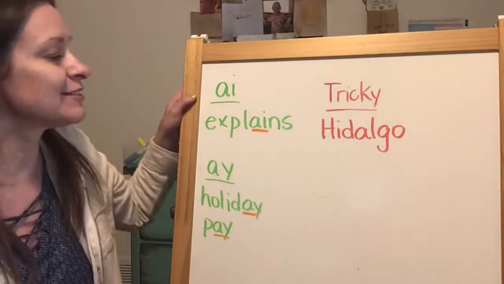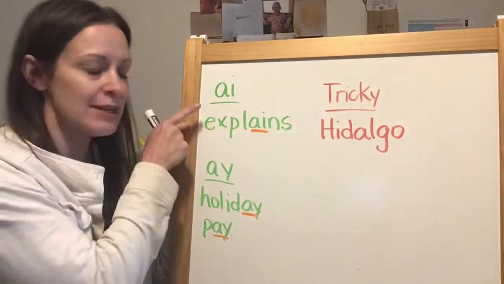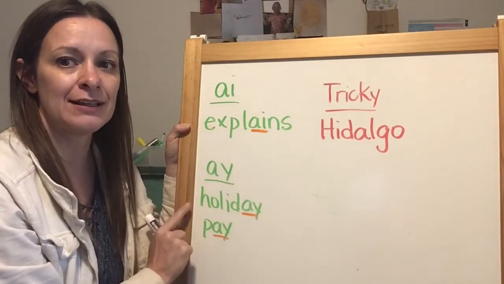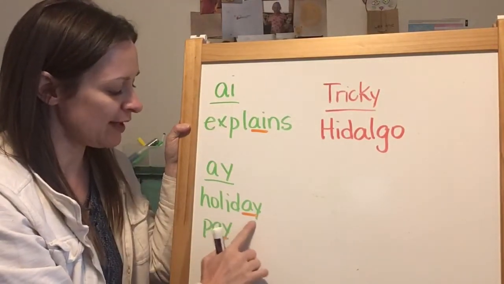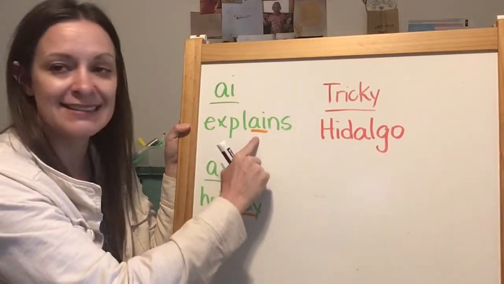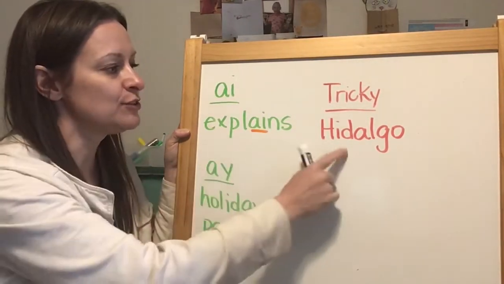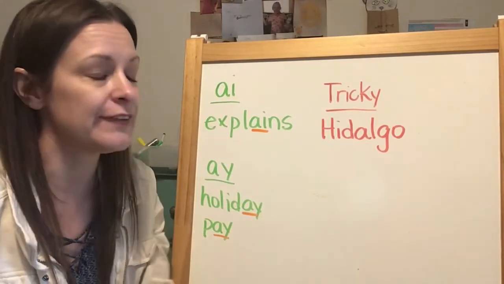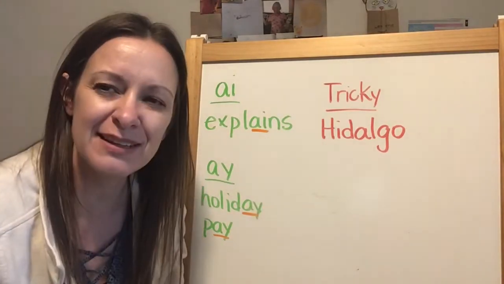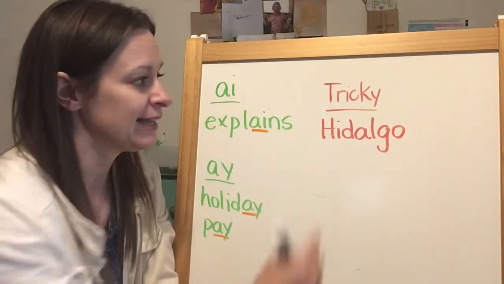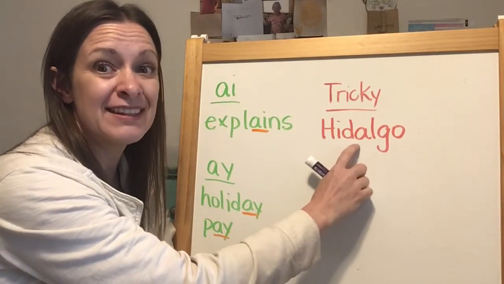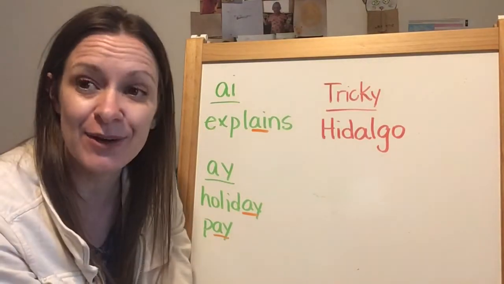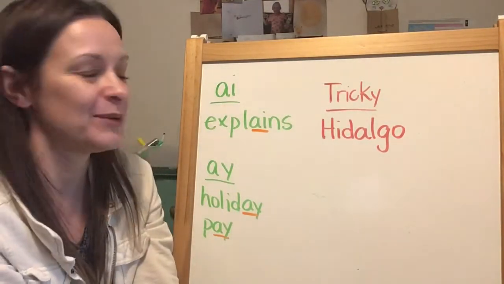You'll find that in the story, we're going to continue practicing our A sound, and you'll see our AI like in explains, and our AY like in holiday and pay. Notice that the AY is at the end of the word, and the AI is in the middle. You'll also see a tricky word, and this word is pronounced Hidalgo. It's very tricky because you can't really sound out the whole thing. Hid, you can, but this says all go, Hidalgo. So it's a tricky one. And you're gonna find out who Hidalgo is when you read the story.